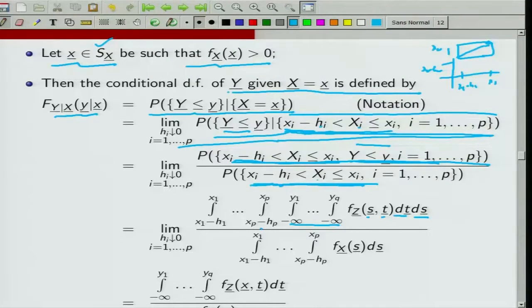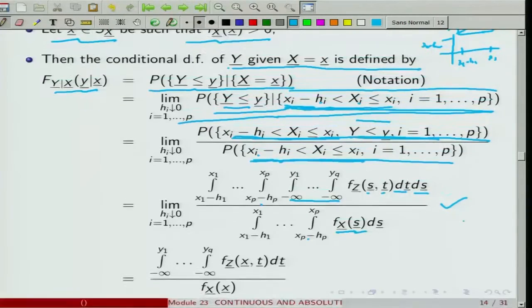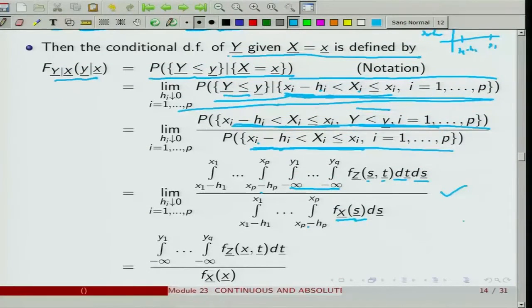Here I just look at the marginal PDF of x, which is f x s. I integrate it in the range x 1 minus h 1 to x 1, up to x p minus h p to x p. So, this is what this probability is. I go a little bit further, and what I do is I take this limit.